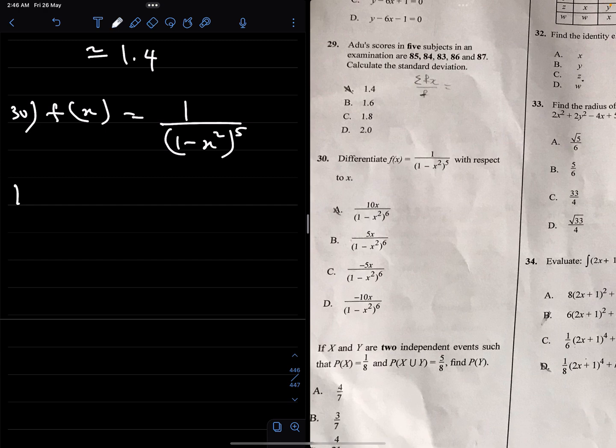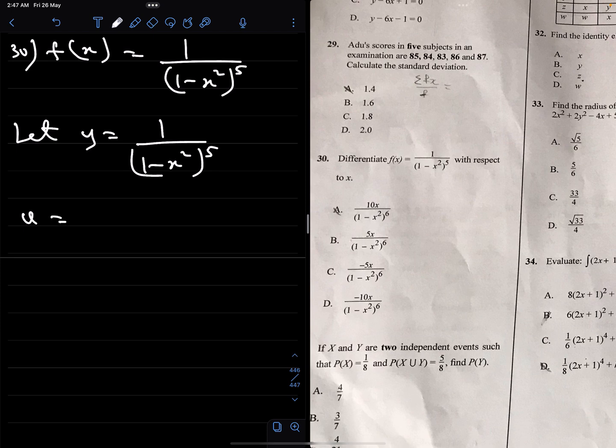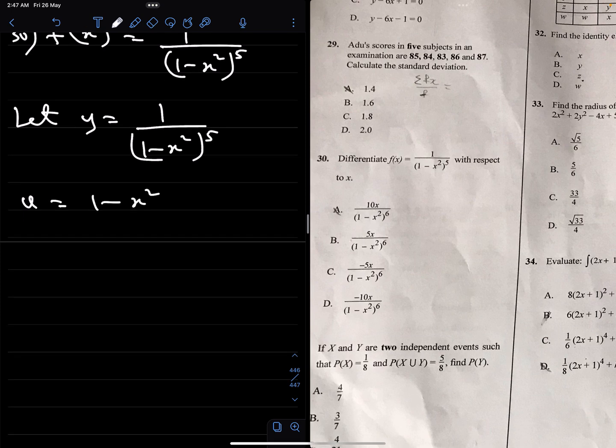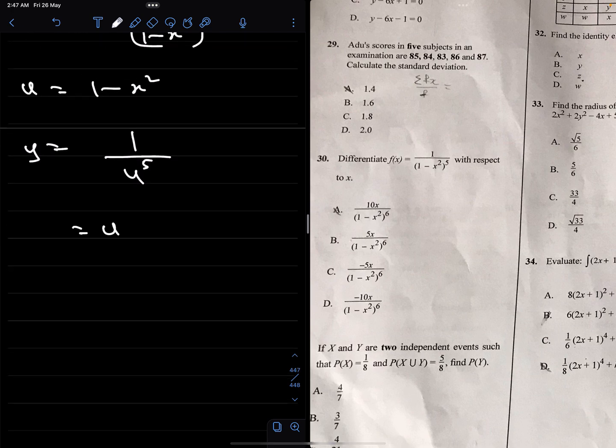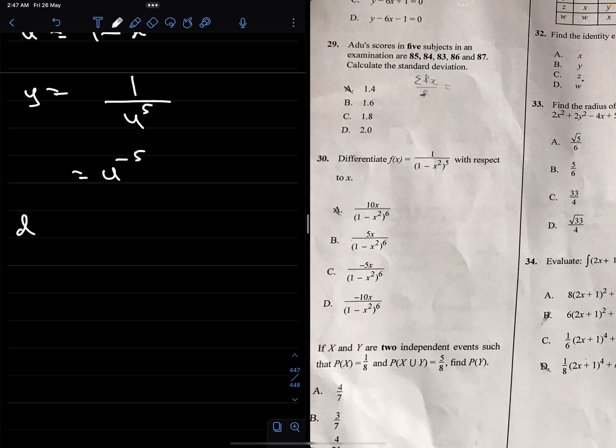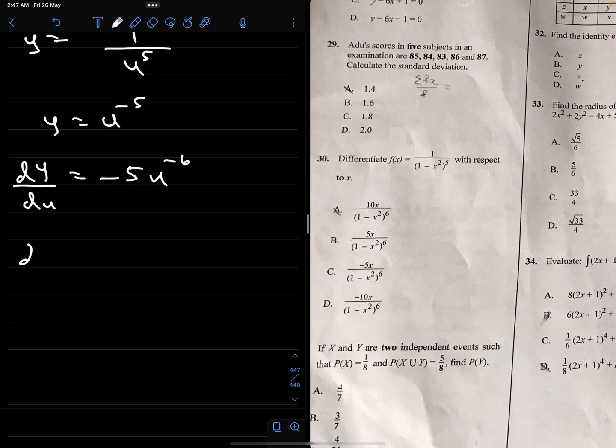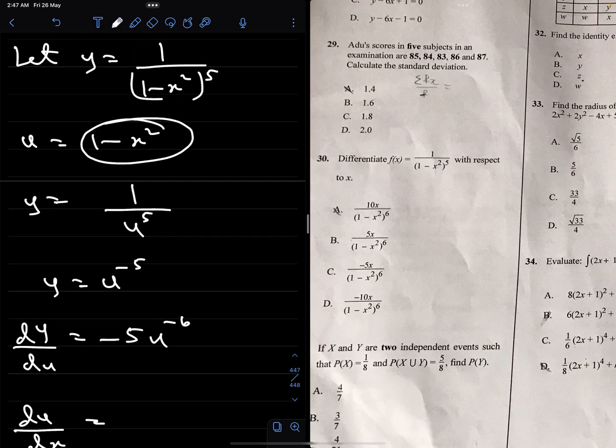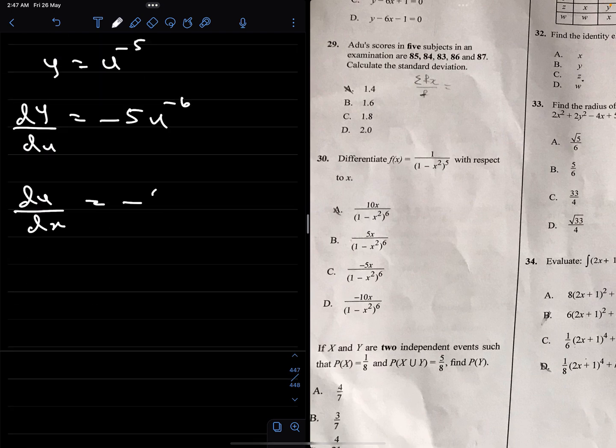Let y be 1 over 1 minus x squared raised to power 5. Now let u be 1 minus x squared. That simply means y is equal to 1 over u raised to power 5, which is the same as u raised to power minus 5. So dy du will be minus 5u raised to power minus 6, and du dx, differentiating 1 minus x squared, is minus 2x.